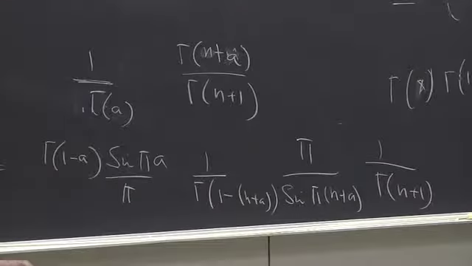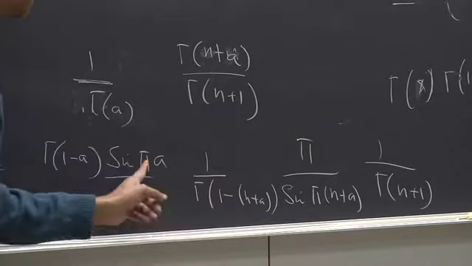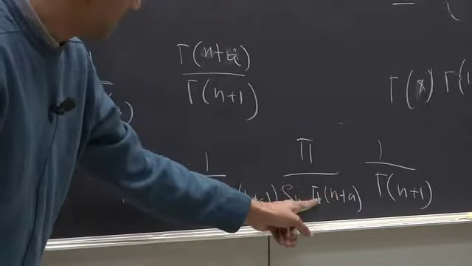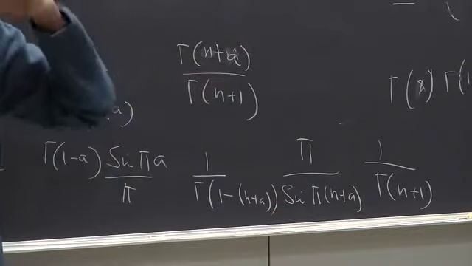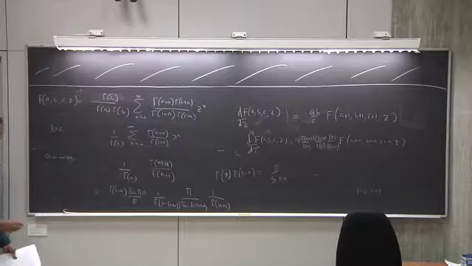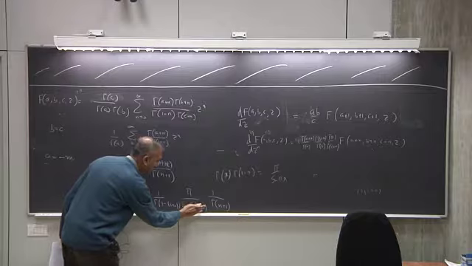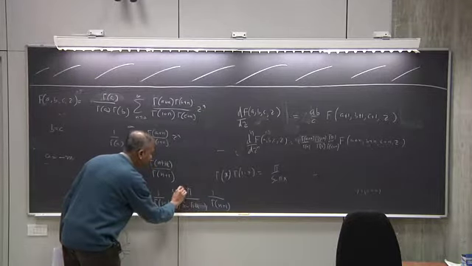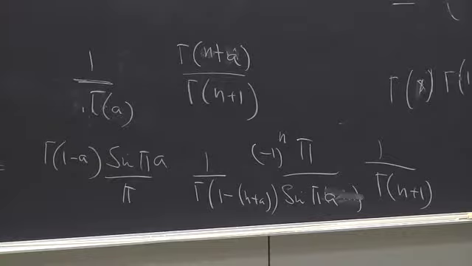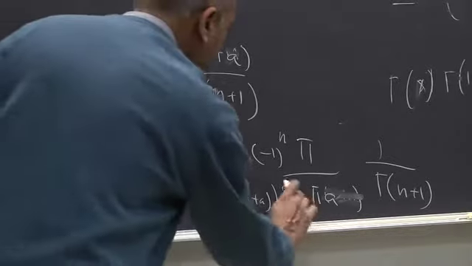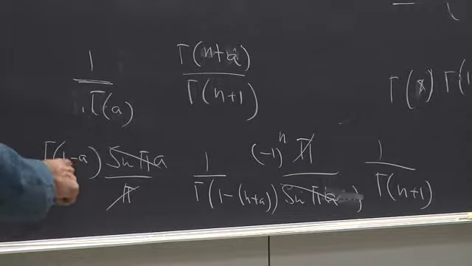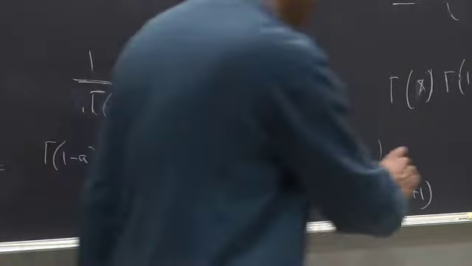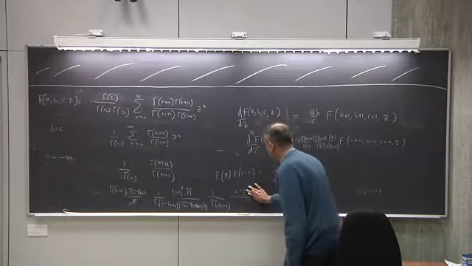Now I can start taking the limit, because first of all, these two sines cancel. The sine pi of n plus a is the same as minus 1 to the n times sine pi a. Now sine pi a cancels, pi cancels. And now I can take the limit, a goes to minus m. If a goes to minus m, this becomes gamma of 1 plus m.